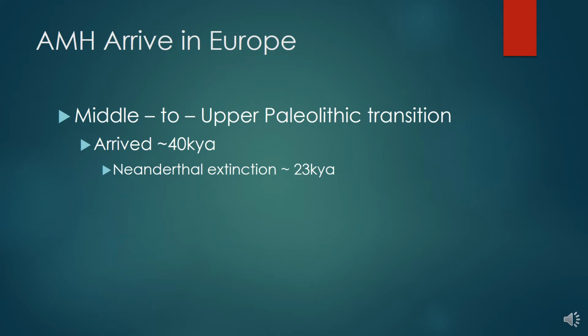Anatomically modern humans arrive in Europe around 40,000 years ago during the Middle to Upper Paleolithic transition. And we do see a Neanderthal extinction around 23,000 years ago, but this still means that there were approximately 17,000 years in which anatomically modern humans and Neanderthals were living in roughly the same area.